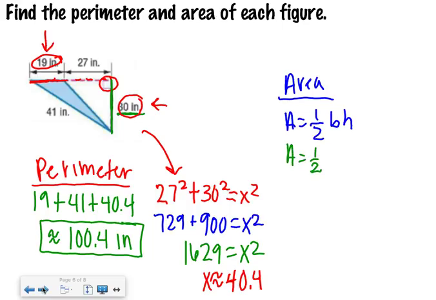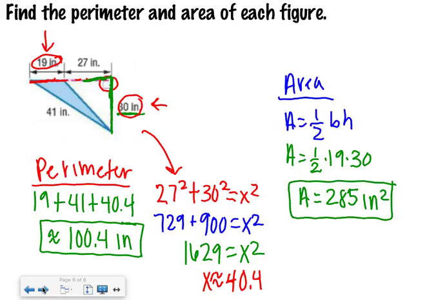Again, always look for that right angle and it will help you out. This will tell you what sides go together. Alright, now if we crunch these out, divided by 2, we should get 285 inches squared. So triangles can get kind of confusing, but again, just look for your right angle, match up your sides, and you should be good to go.